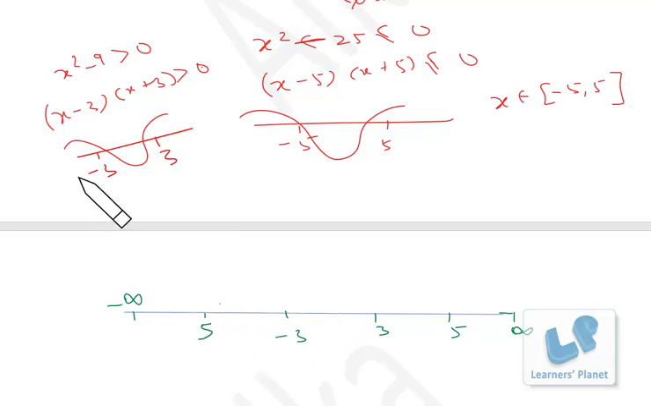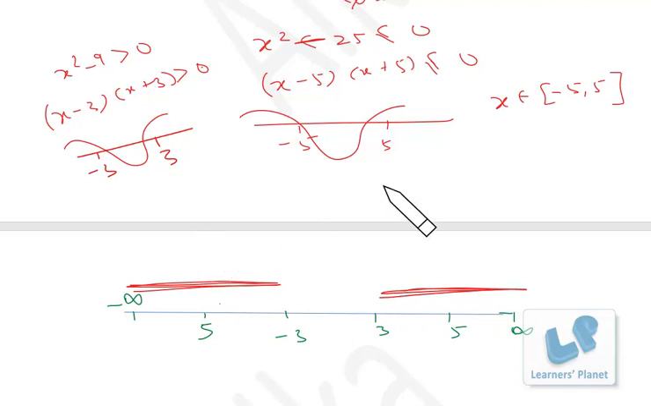Solution to this is minus infinity to minus 3, union 3 to infinity. Okay, and solution to this is minus 5 to 5, sorry. So it is minus 5 to 5, right?